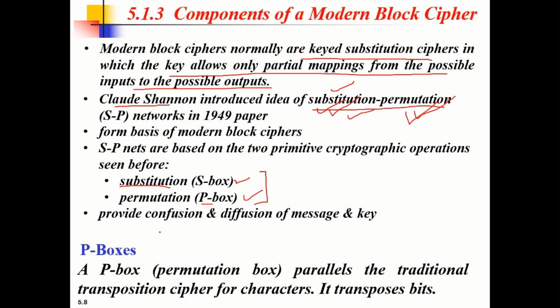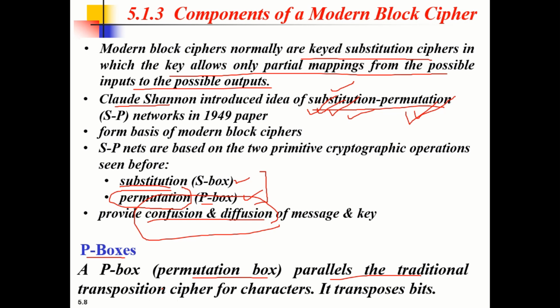Two more concepts which we'll be discussing are confusion and diffusion. These are important concepts to understand for a better understanding of the upcoming cryptographic algorithms. First we'll be discussing these P boxes, which are permutations. So this P box or the permutation box parallels the traditional transposition cipher, as I already told you. These two techniques we have already discussed, substitution and transposition.